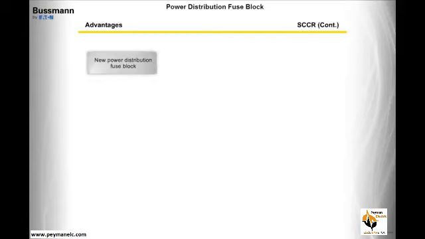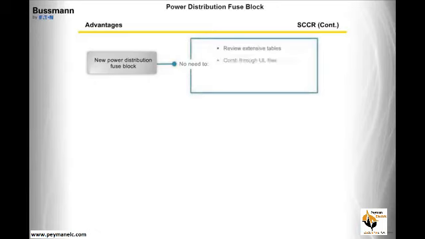With the new power distribution fuse block, there is no need to review extensive tables, comb through UL files, or research circuit breaker and power distribution block pairings to determine the short-circuit current rating of the component.